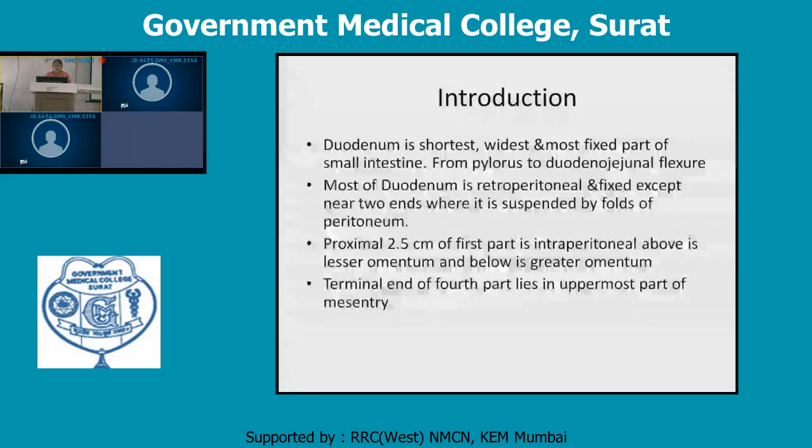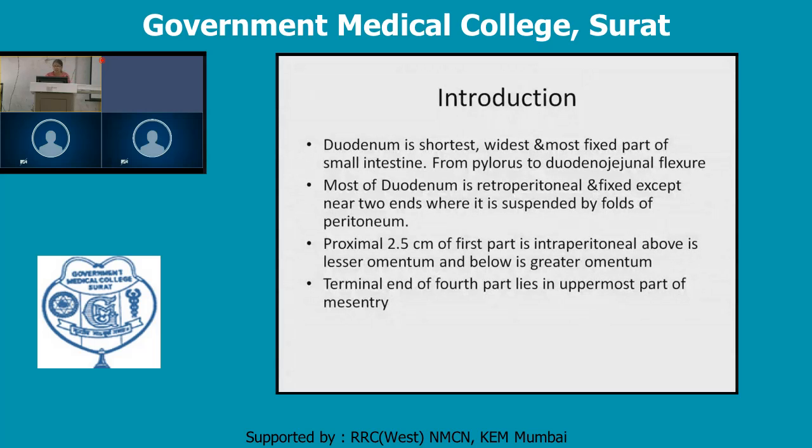The proximal 2.5 centimeter of the first part is intraperitoneal. So the first part is 5 centimeter long and its proximal 2.5 centimeter is intraperitoneal. Above it is covered by lesser omentum and below there is greater omentum. And the terminal part, the end of the fourth part, is lying in the uppermost part of the mesentery. So these two ends are mobile and the rest of the duodenum is retroperitoneal and fixed.